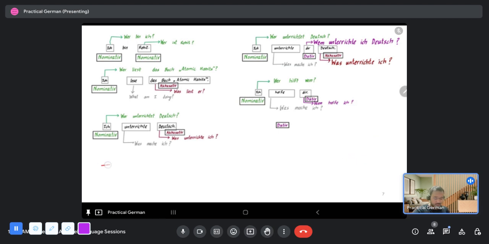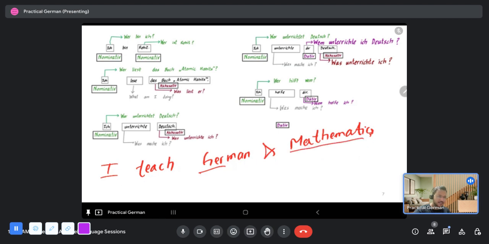So if I say I teach German and mathematics, you will say, okay, I have two objects, but they are the same kind of object, right? So you have subject, you have verb, but they both are the same kind of object, and they both are direct object. What do you mean by direct object?